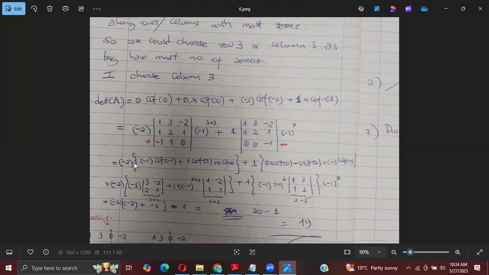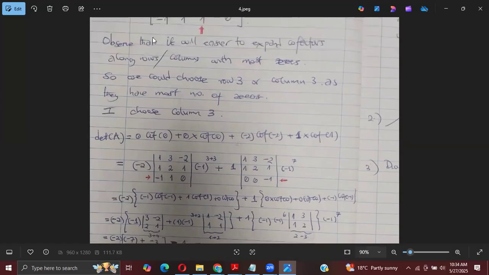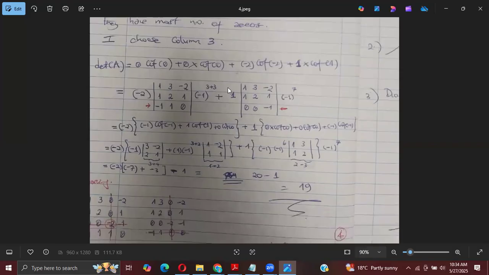Why? Because here I chose now, again, remember, I've told you that to get the determinant, observe it's always easier to expand cofactors along rows or columns with most zeros. All right? So now we have simplified from 4 by 4 to 3 by 3, 3 by 3. Now for this one, I can see I have a 0 here in row 3. So I choose row 3 to expand the determinant of this 3 by 3 matrix.